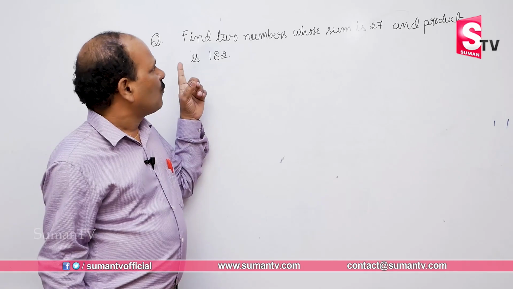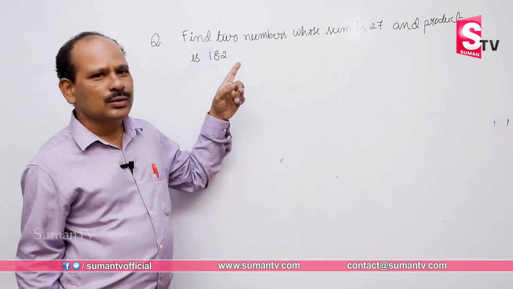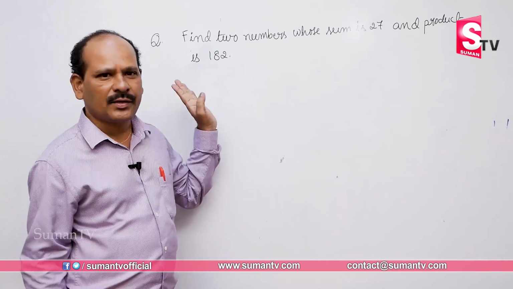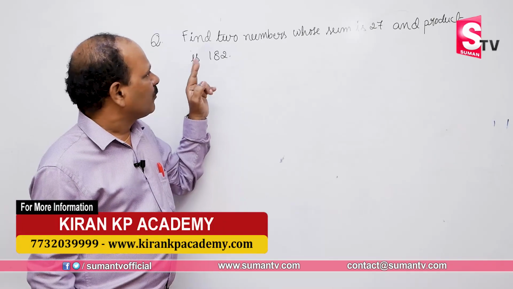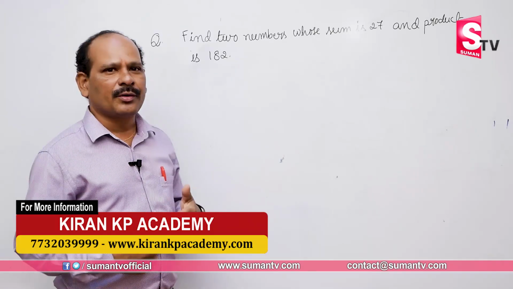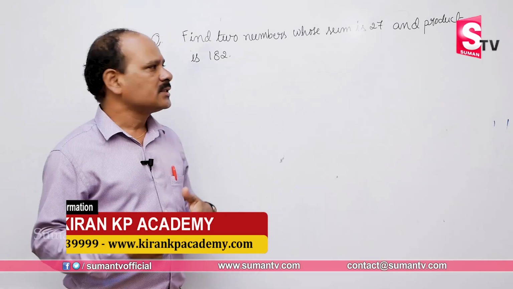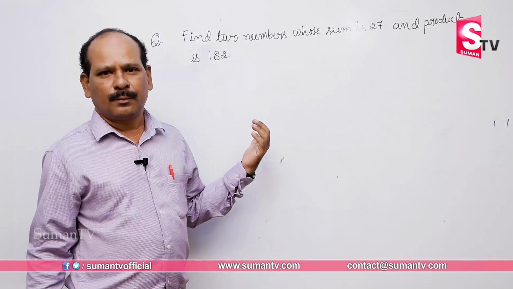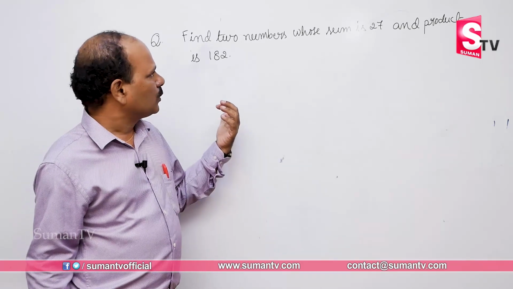Look here. Find two numbers whose sum is 27 and product is 182. In this given information, how do we form a quadratic equation? And from that quadratic equation, how can we solve the problem? That is what we are going to do now.